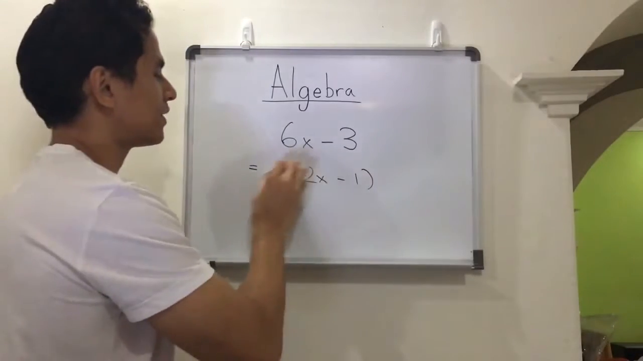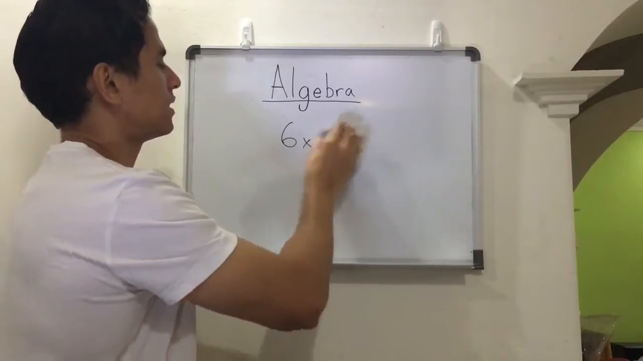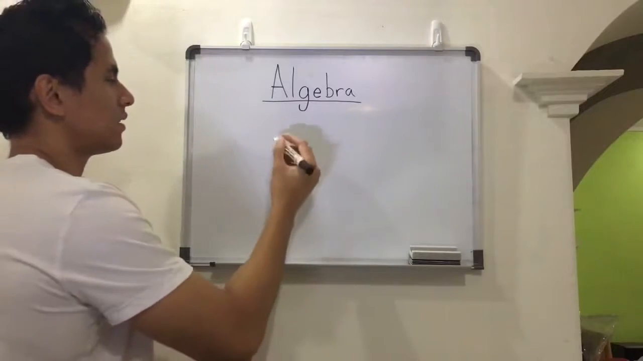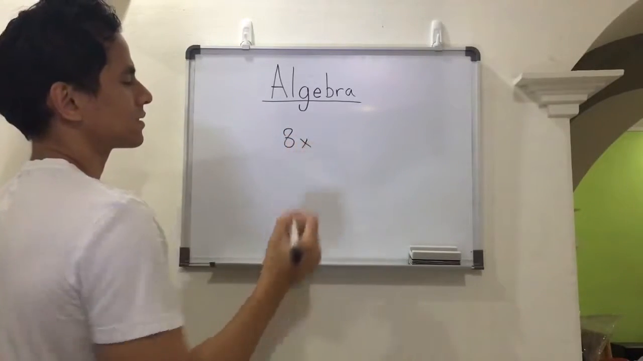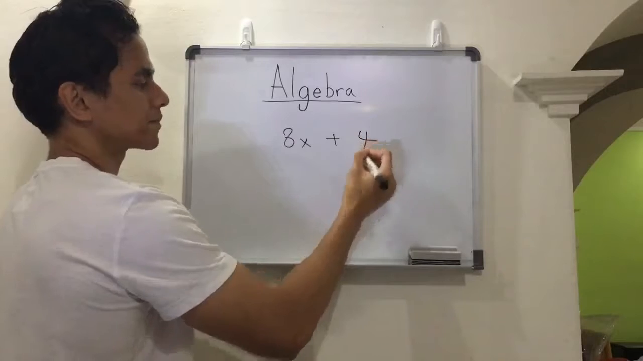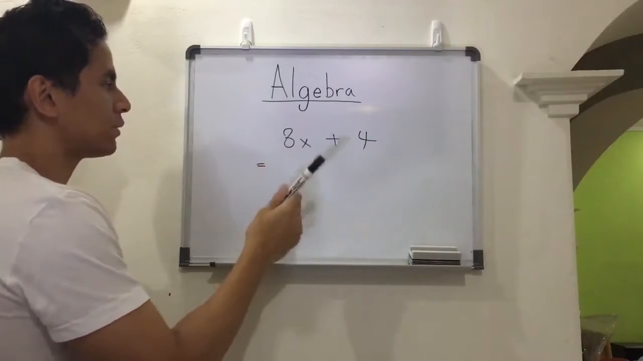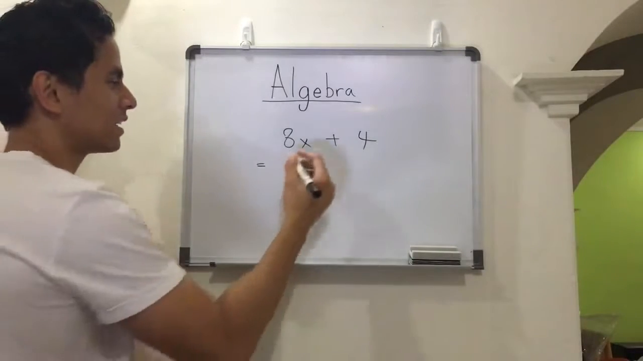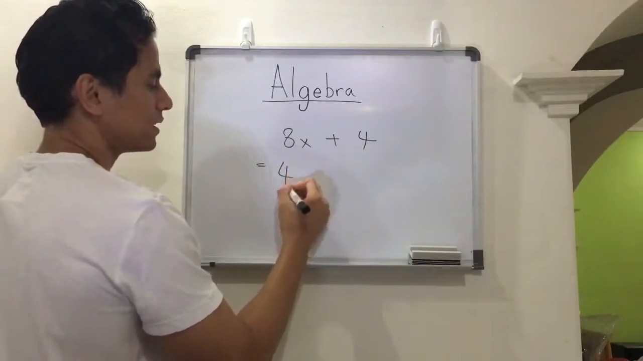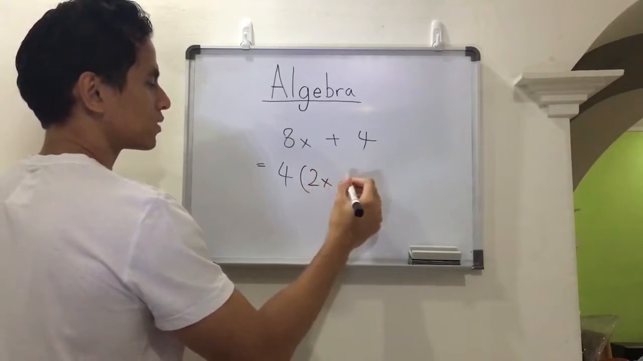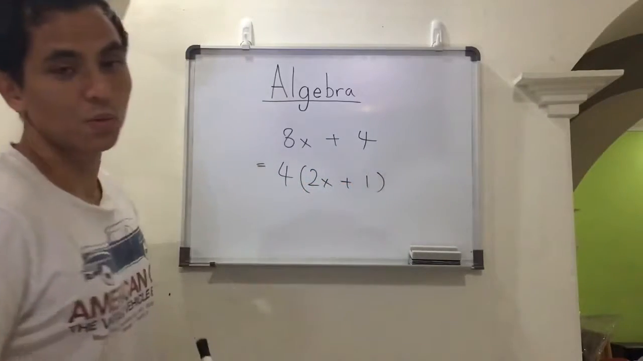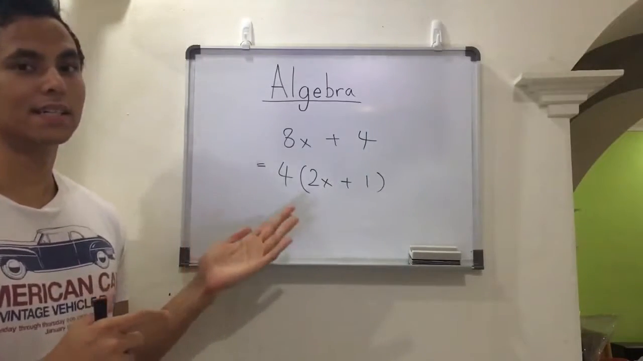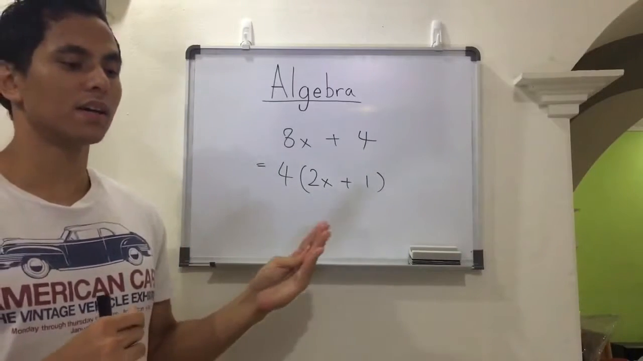Okay, now let's say we have a different question, this time with addition. So maybe now 8x plus 4. Okay, so here we realize that both can be divided by 4. So let's pull out 4, right? So we divide 4 on both sides, we get 4 here and 2x plus 1. So again, we have factorized this question. So these are the simpler examples of factorization.